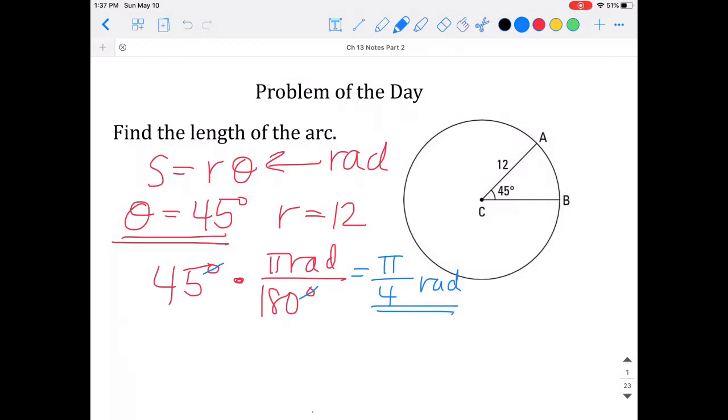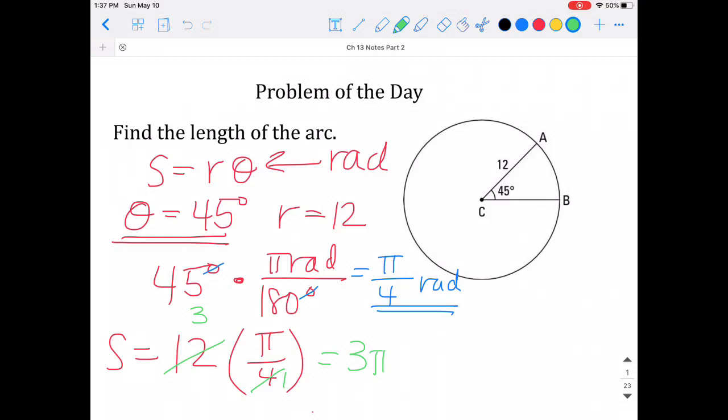Now that we have theta in radians, we can just plug in. So S equals, R is our radius, is 12, times pi over 4 for our theta. We can simplify here. Before multiplying, 12 becomes 3, 4 becomes 1, and we're left with 3 pi units for the length of our arc. If we multiply this out, it's approximately 9.4 units for the length of this arc. And that's it for the problem of the day.